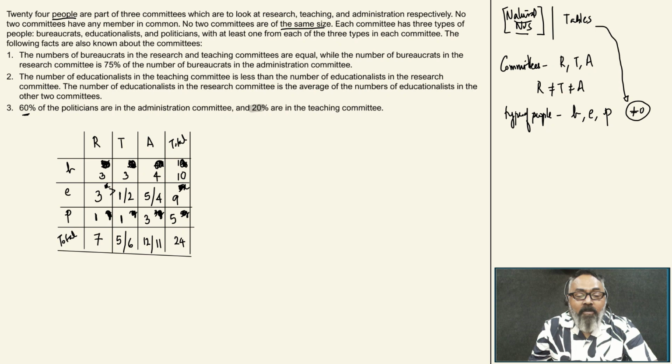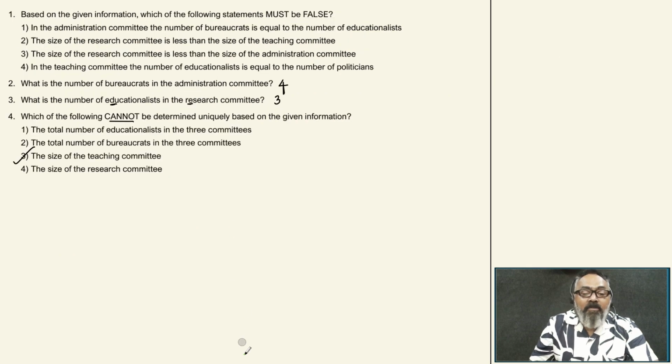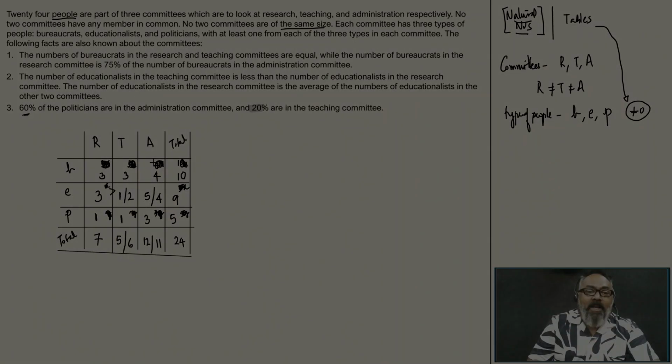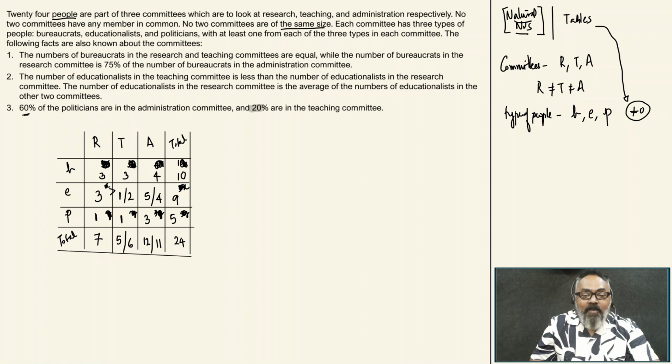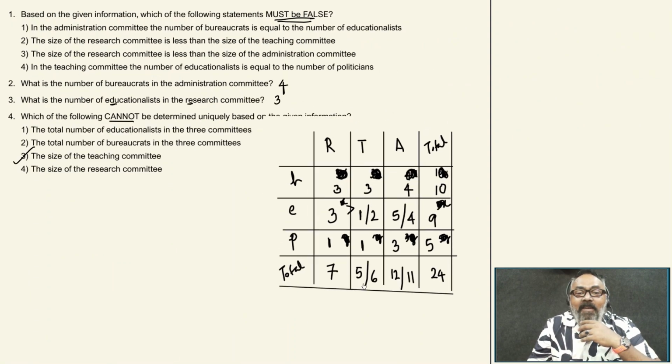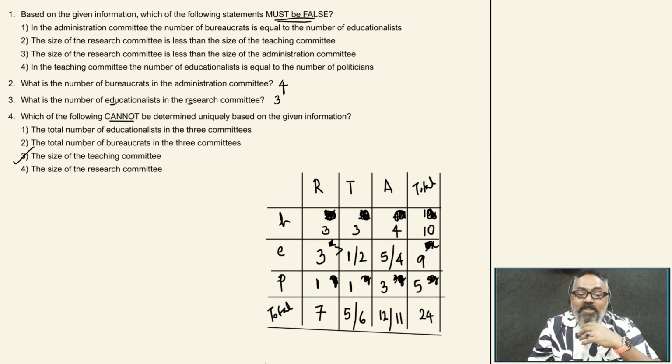So what is the first question? Which of the following information must be false? Must be false. The administration committee. Okay, let's take first of all. Let's just snip this fellow here. Let's snip this person and get this here, and we can answer this without any problem.